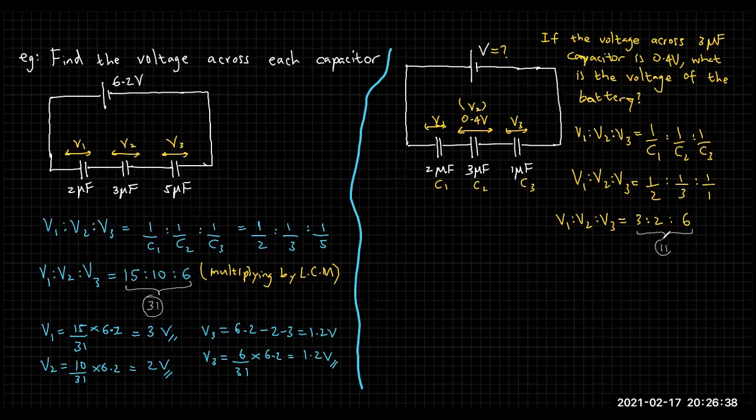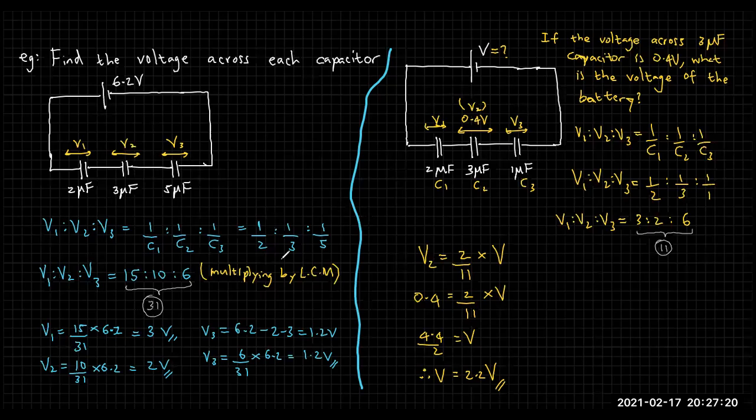Out of those 11, we are going to give 2 to 3 microfarad. So if you write the equation for V2 like we did before, V2 is equal to 2 over 11 into total voltage V. Total voltage is what we are supposed to find out, and V2 this time is given to us. That is 0.4 equal to 2 over 11 into V. And 4.4 divided by 2 is equal to V. So V will be equal to 2.2 volt. That is the final answer.